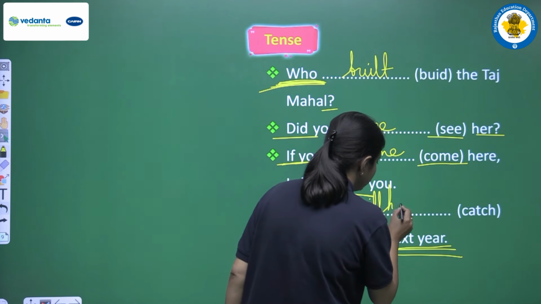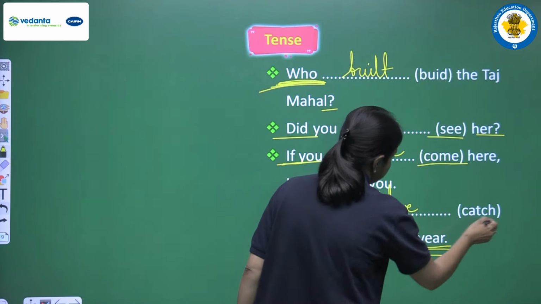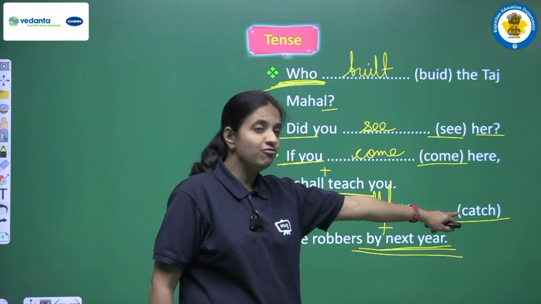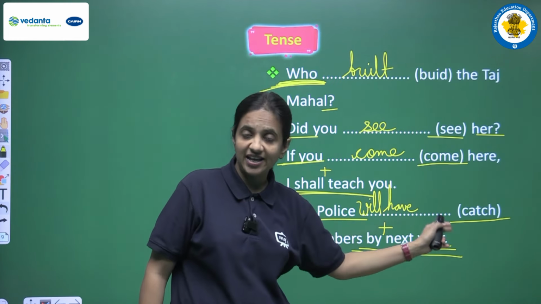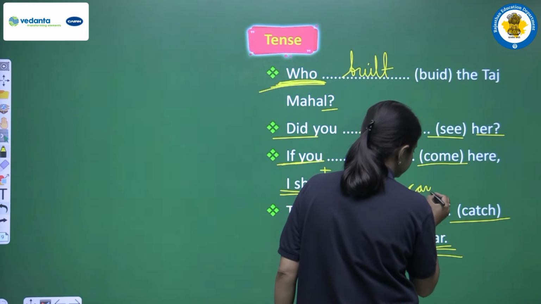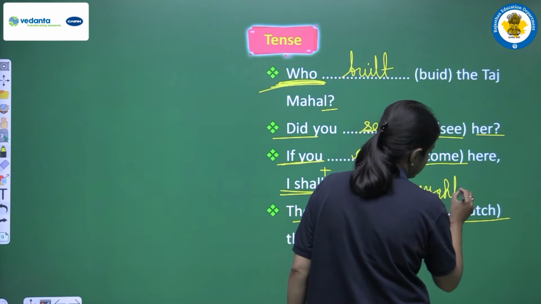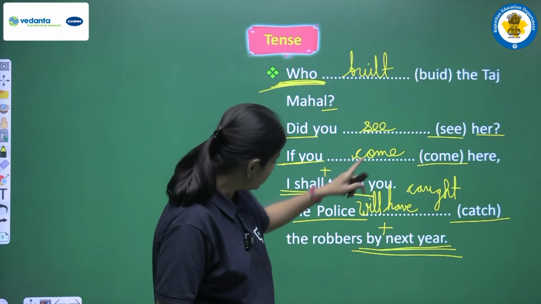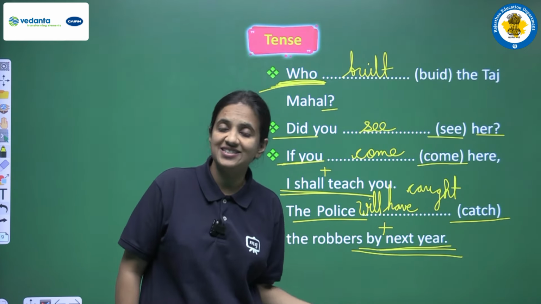So first of all we will write will have here, and with it we have to use third form of the main verb. Main verb that we are having here is catch. So third form of catch will be caught. And the sentence will be, the police will have caught the robbers by next year.